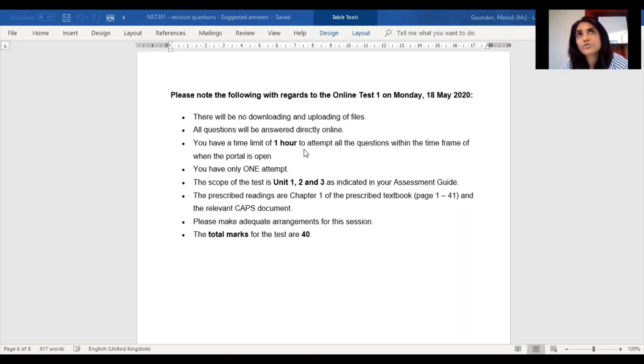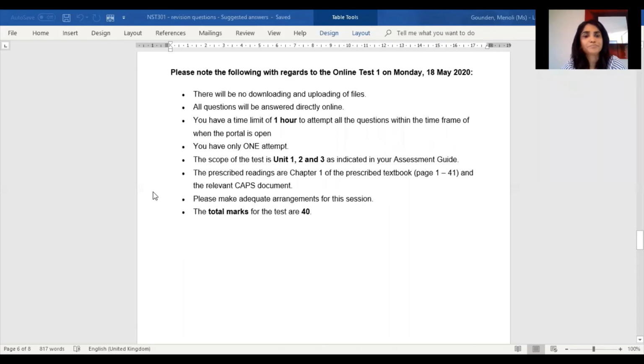But from the time you start, you've got 1 hour. If you don't finish the test at that 1 hour, it will submit automatically. So whatever you have answered will be marked, okay? Like with your quiz, you've only got 1 attempt. Once done, you can't re-enter the portal and attempt the test again.